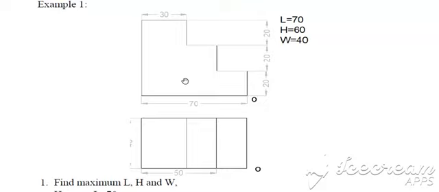Now in the front view, we know that length and height are visible. So this is the length and this is the height. The length is 70 mm and the height is 60 mm, that is 20 plus 20 plus 20. While in the top view, width and length are visible.